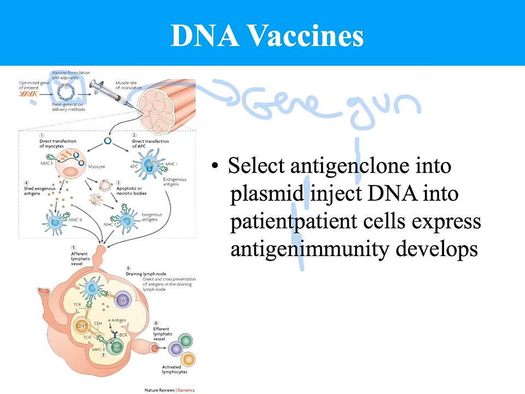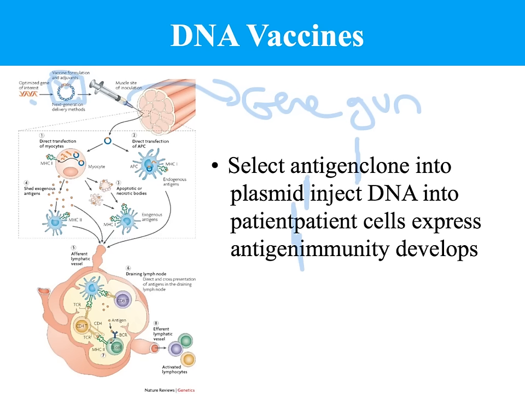The antigenic protein, even though it's made by patient cells, is non-self because it's a protein that comes from a pathogen. And so a patient's immune system is going to start generating immunity to that, just as it would any other non-self antigen. As you could imagine, this is completely devoid of pathogens. There's no infectious agent in that syringe or that gene gun.